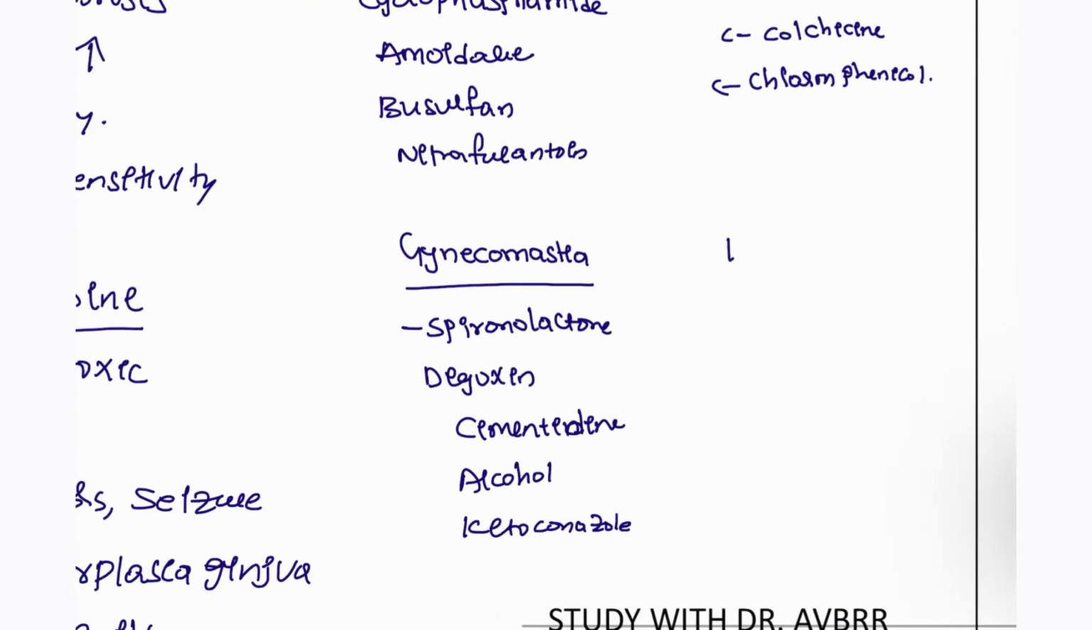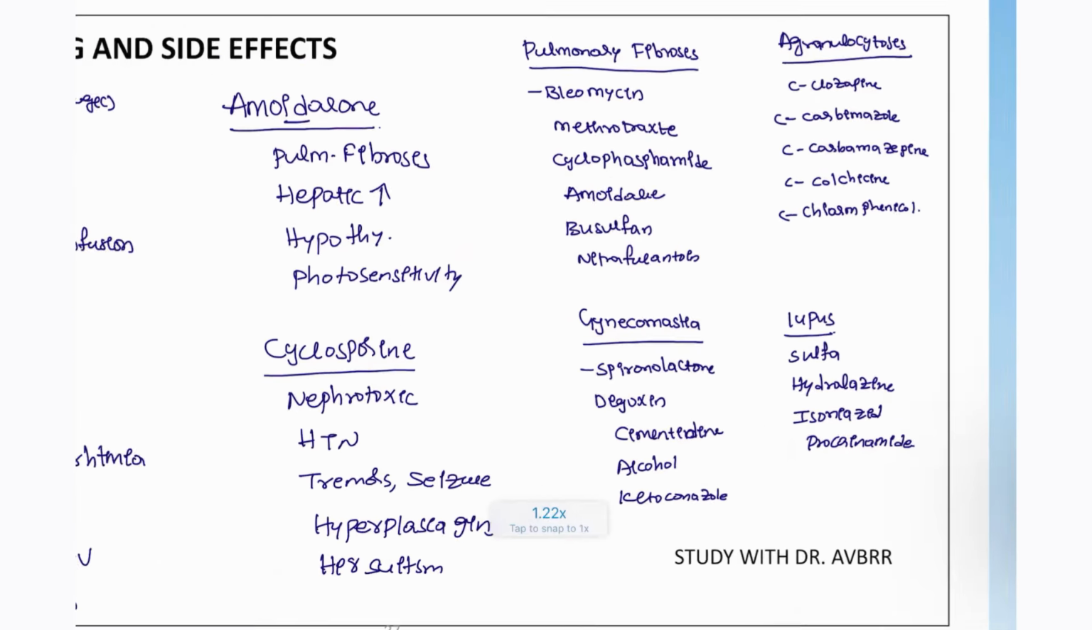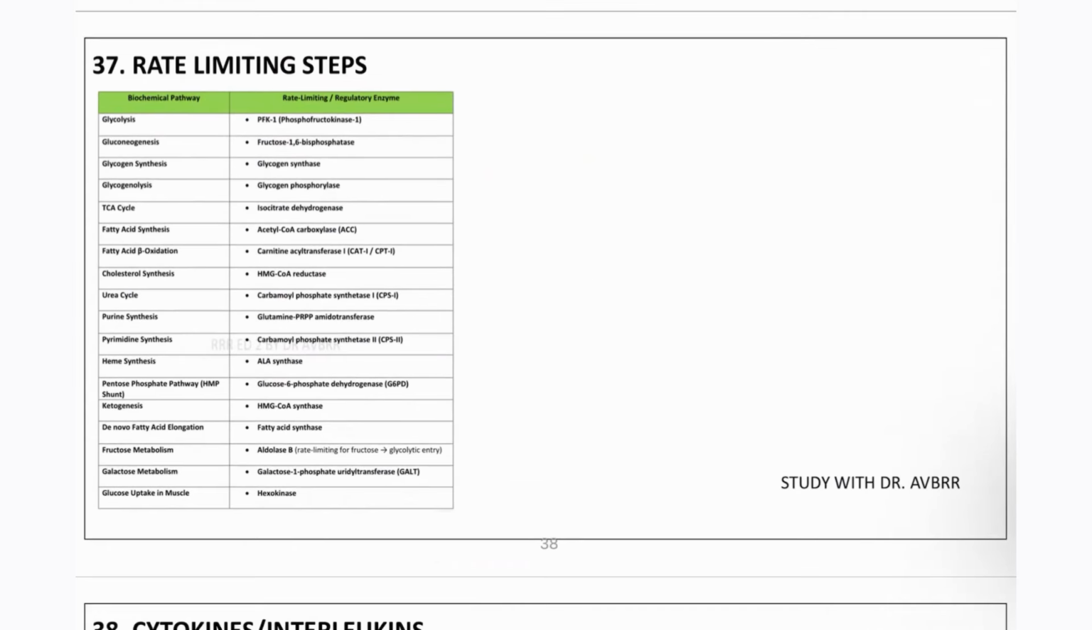Next, drug-induced lupus, that is associated with the sulfur drugs, and also hydralazine, isoniazid, and procainamide. This is also seen with this kind of drugs. Okay, so these are the important points that you have to know about specific drugs and their side effects and associated conditions.